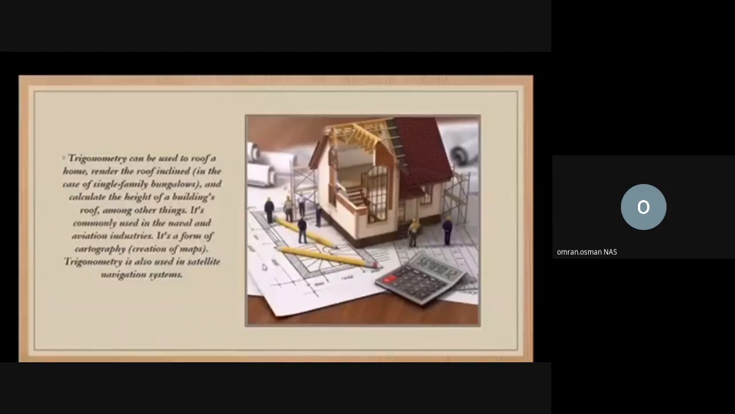Trigonometry can be used to roof a home, render the roof inclined in the case of single-family bungalows, and calculate the height of a building's roof. Among other things, it's commonly used in the naval and aviation industries. It's a form of cartography, which is the creation of maps. Trigonometry is also used in satellite navigation systems.